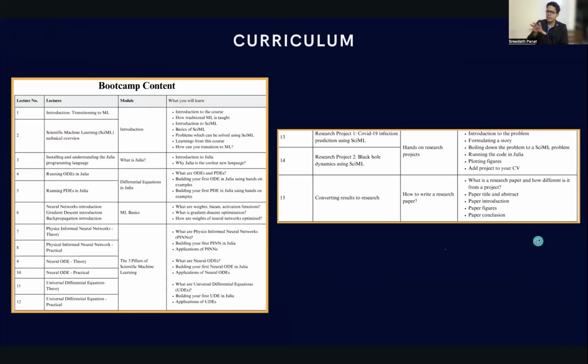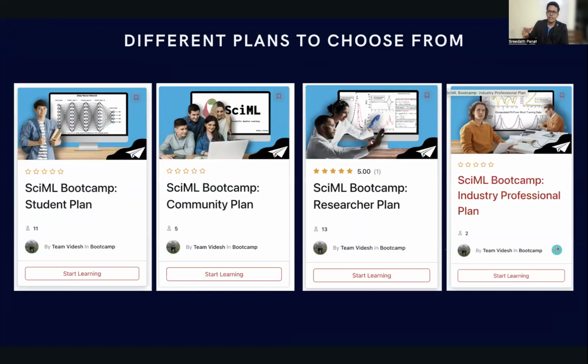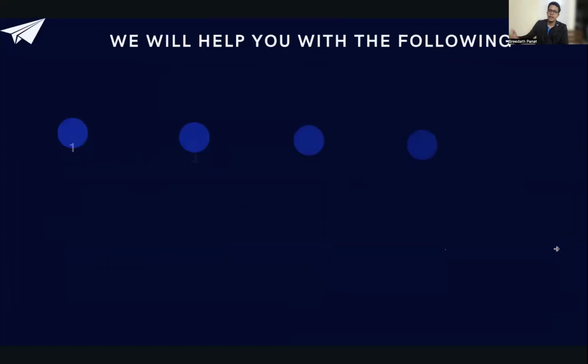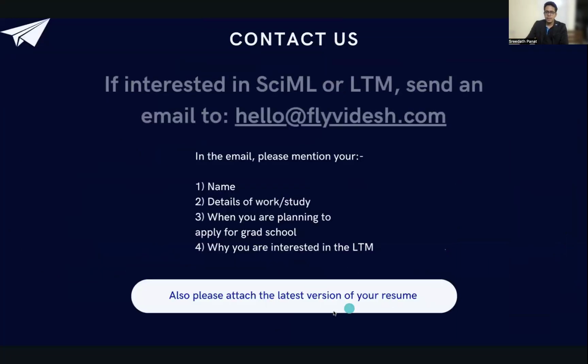The reason why I'm mentioning this is because this is not connected with the application deadline. So feel free to reach out to us if you are interested in this. I'll not be sharing the details right now, but if you're interested, I can share the details through email. But this is the last thing. If you are interested in SciML or LTM or details or anything, just email us.